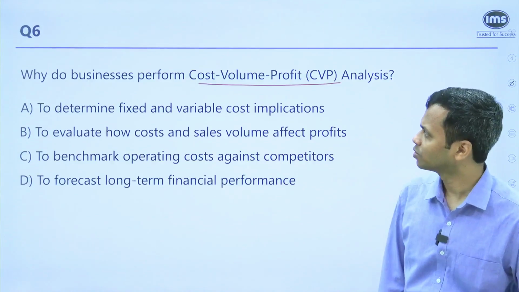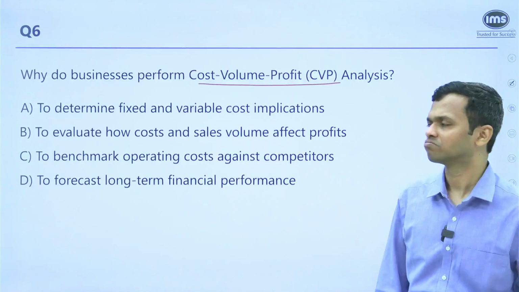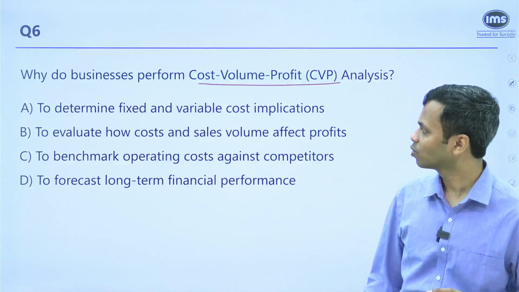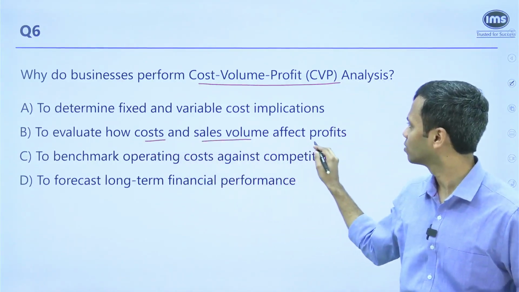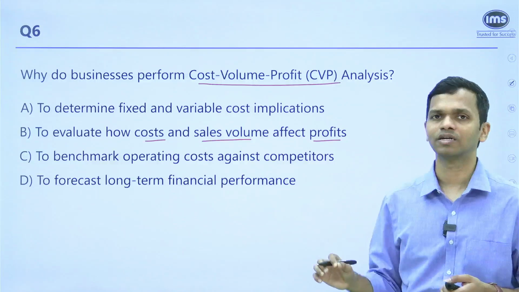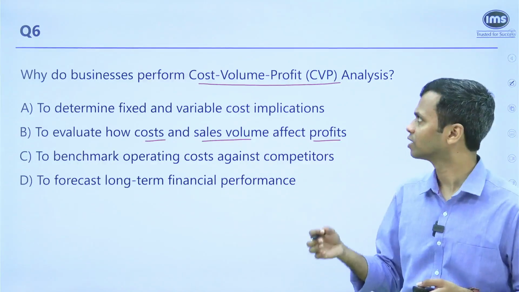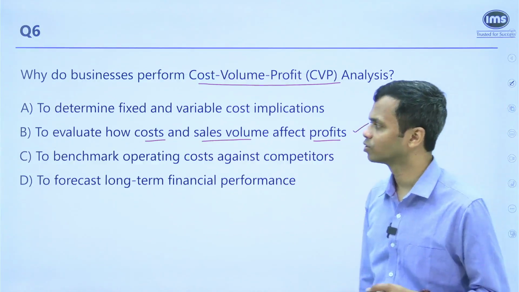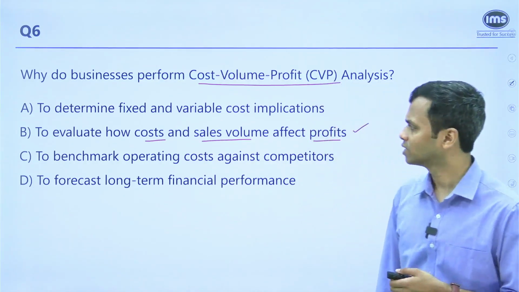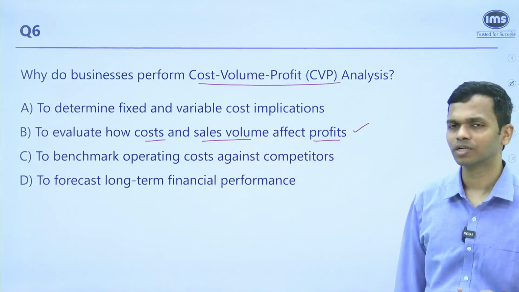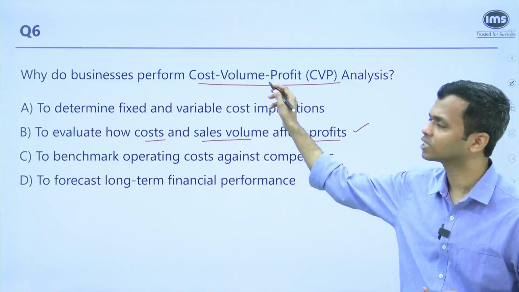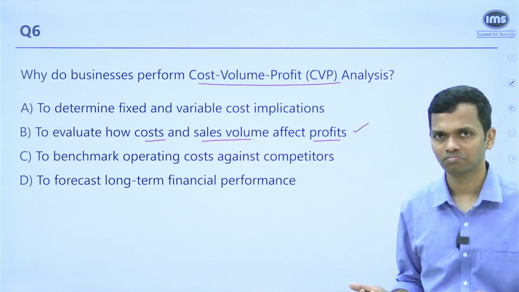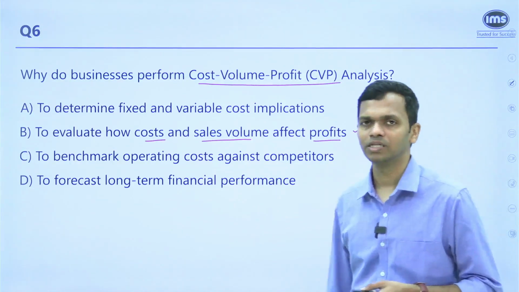The first one says to determine fixed and variable cost implications. Looks okay, but let's see if we have a better choice. To evaluate how cost and sales volume affect profit. Now this is clearly addressing the 3 terms that are given: cost, volume, profit. Because it is addressing that directly, we will go with option B as the answer. The others are to benchmark operating cost against competitors. Not really, because it is not addressing the 3 things mentioned. And to forecast long-term financial performance. Not really. So we'll go with option B as the final answer.